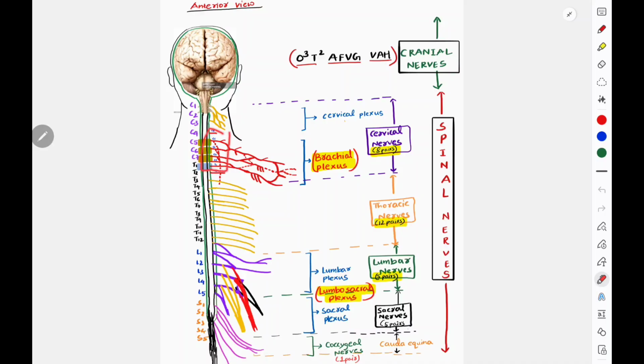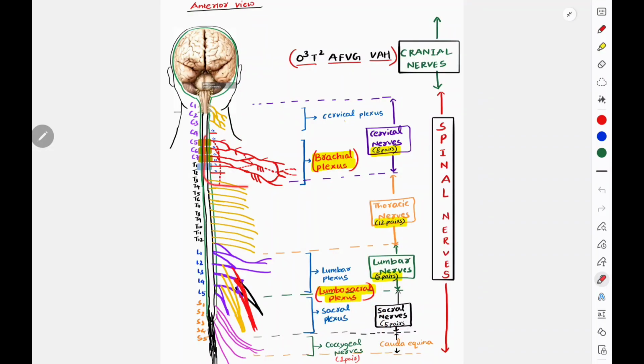So these roots, these spinal nerves, form a network of nerves. Those are called brachial plexus. They go through the axilla, arm, and innervate the forearm and the total upper limb.